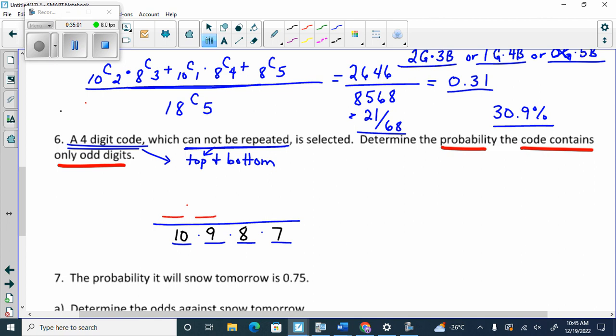What still affects the top though? I can't repeat, right? Because that still affects the top. I'm still not allowed to repeat. But now it added more stuff. So I still have a 4-digit code. I still cannot repeat. But on top of that, I also can only use odd numbers.